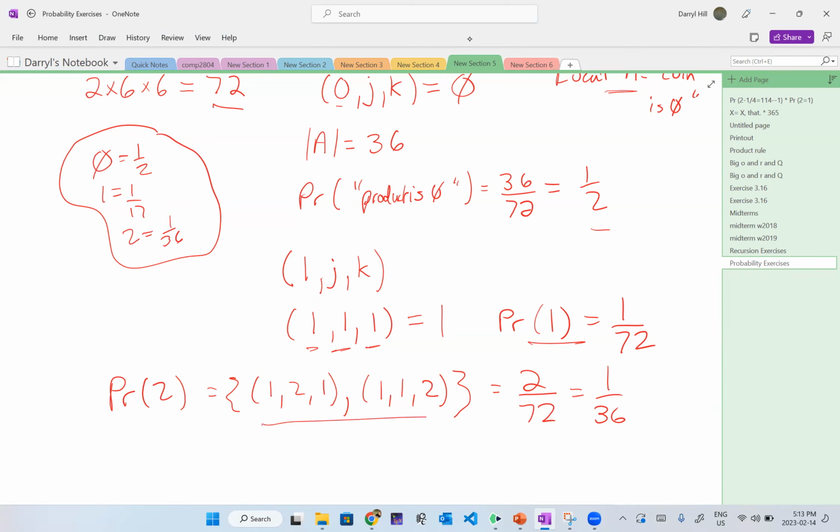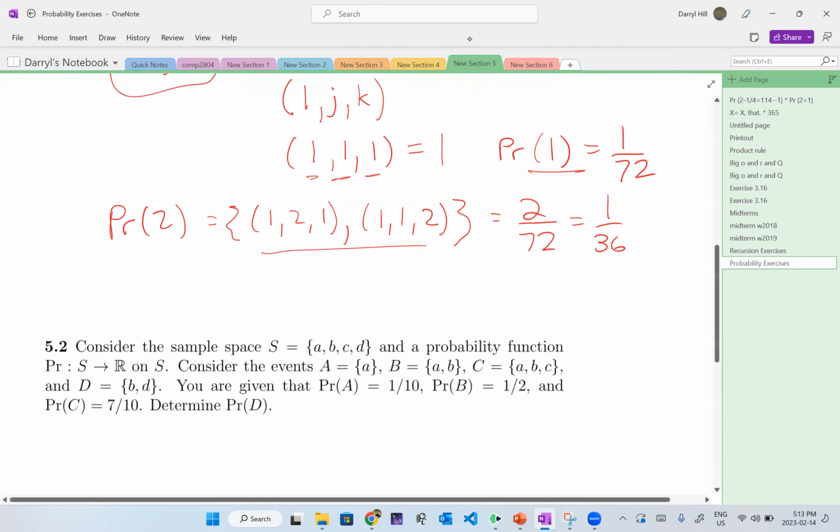Of course, the events that are defining my outcomes in my second set are going to be growing in size, but they all have a uniform probability at the base. We just have to count how many outcomes there are. Questions?